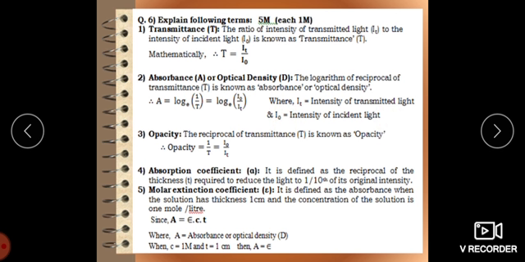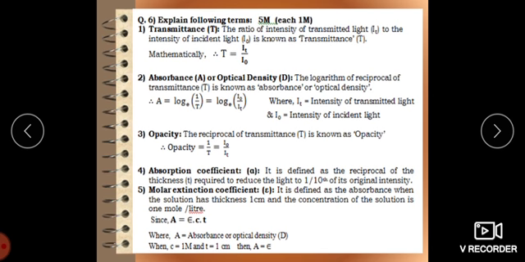Third term is opacity. Opacity is the reciprocal of transmittance. We can write opacity as 1 upon T is equal to I0 upon IT. Simple.